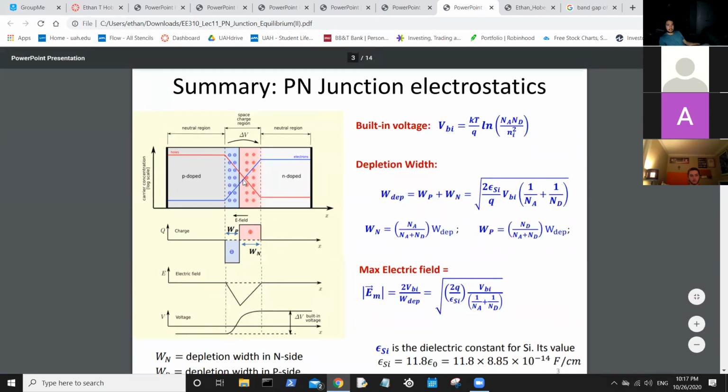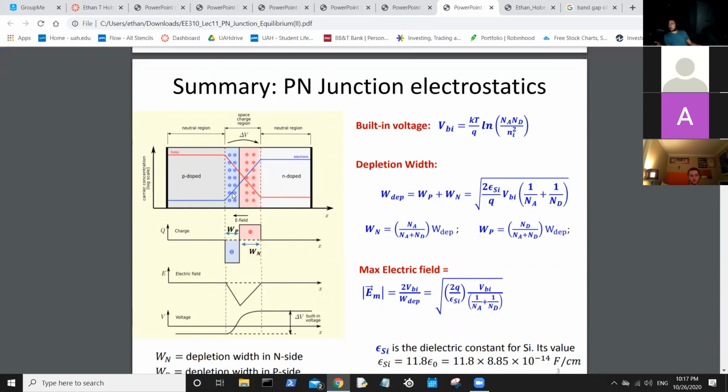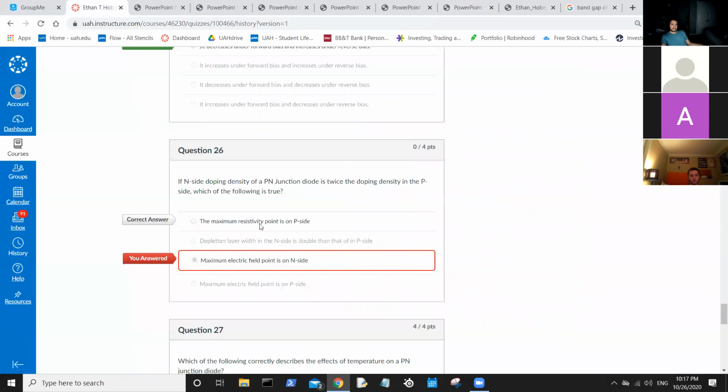But mathematically, you would just calculate when, at this point, you're equal to N squared or P squared, whichever you like, your maximum resistivity point is there. And it's going to be on the side with the less dopant, or the smaller doping density. It's going to lurch to that side. That's just a general rule.